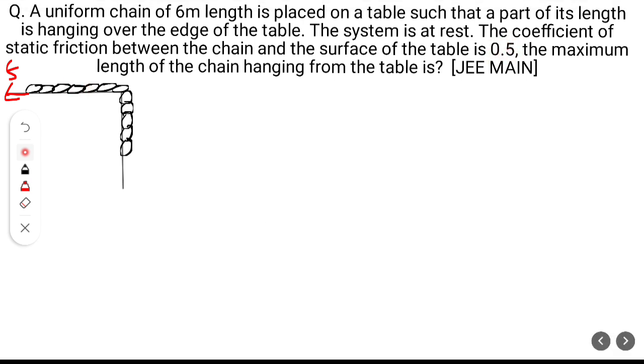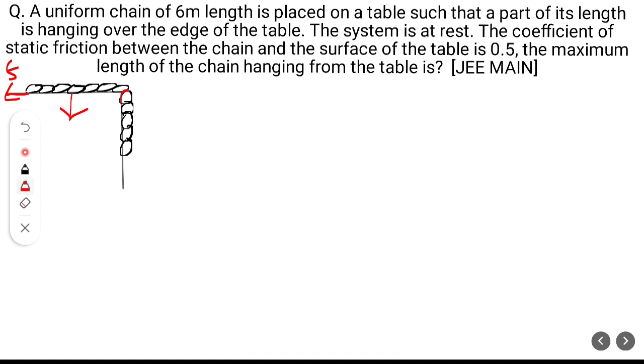If more of the chain is on the vertical side, meaning more of it is hanging, then the weight of the portion placed on the table will decrease. More hanging means less length on the table, consequently less mass, and less mass means less weight acting downward.